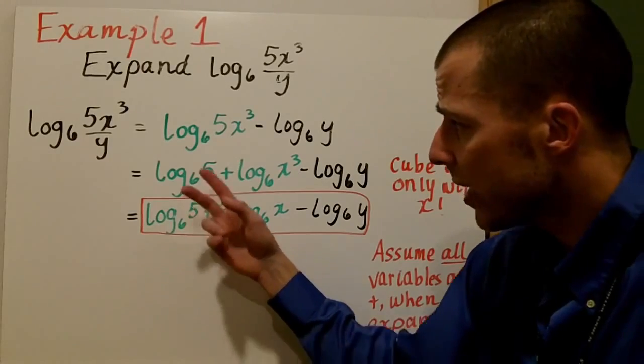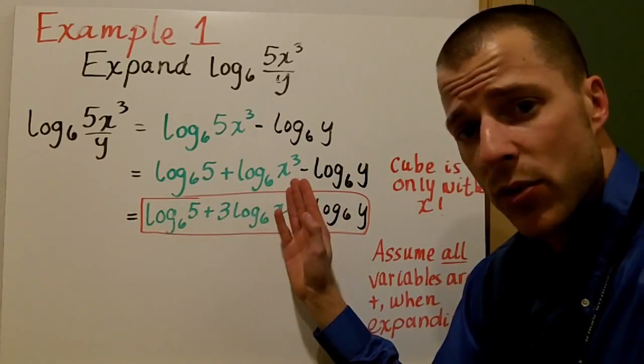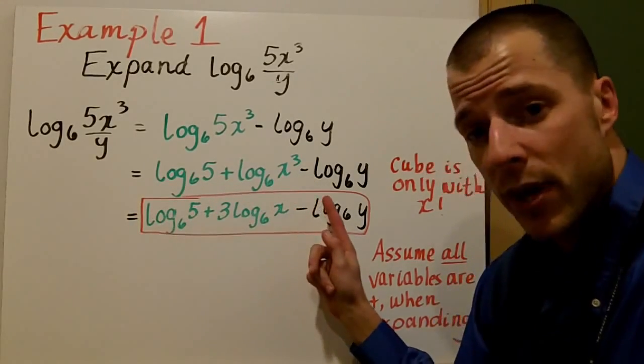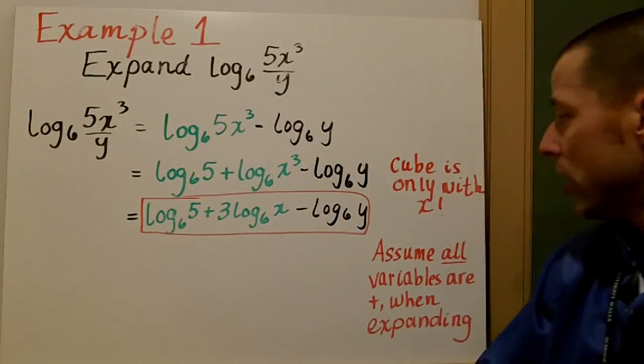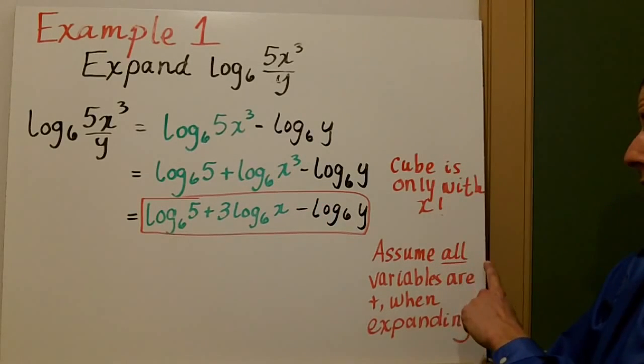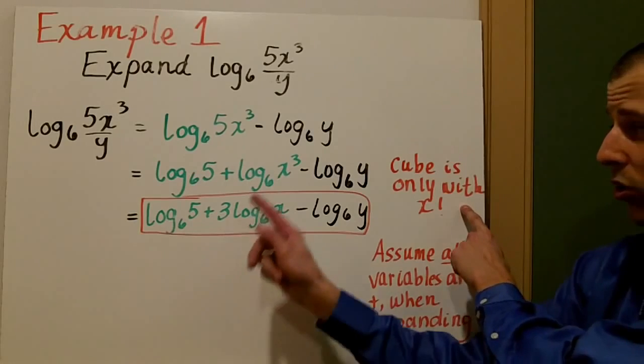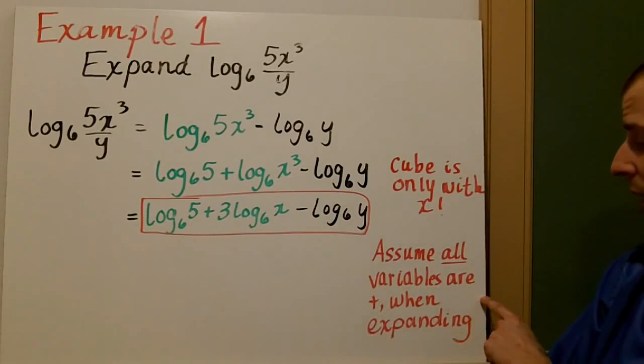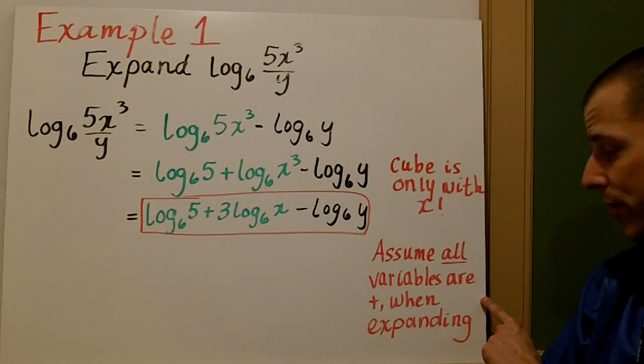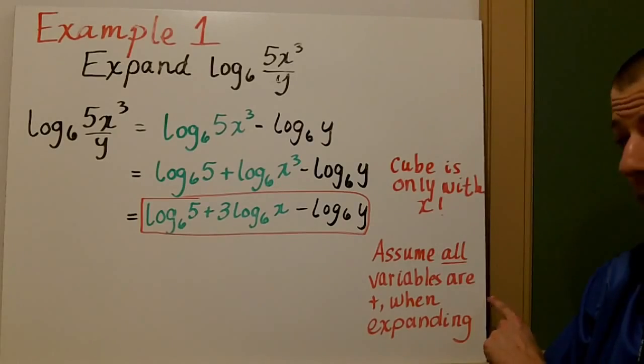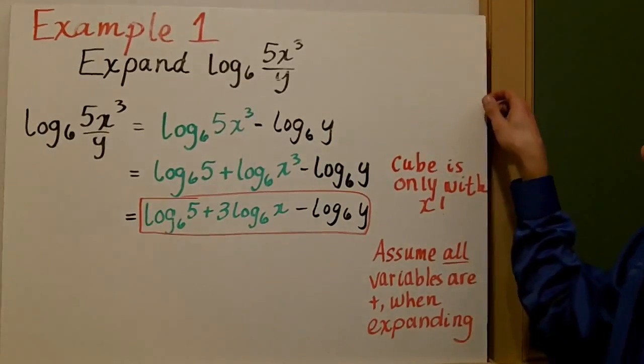It's important to realize that we read these left to right, so when we're simplifying, always read left to right like a textbook. A couple things you need to be able to say. Remember, the cube was only with x. And we need to assume that all variables are positive when expanding. That's a very important note.